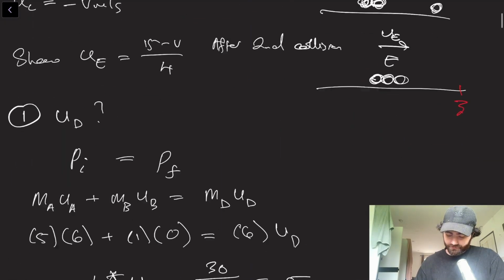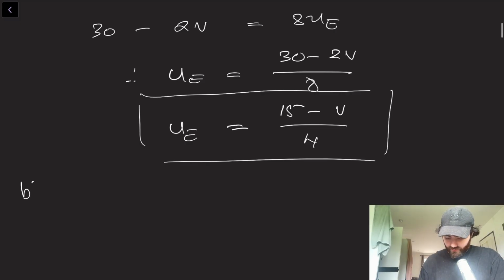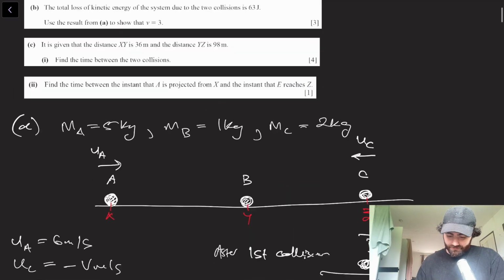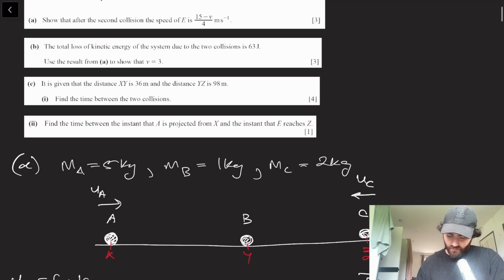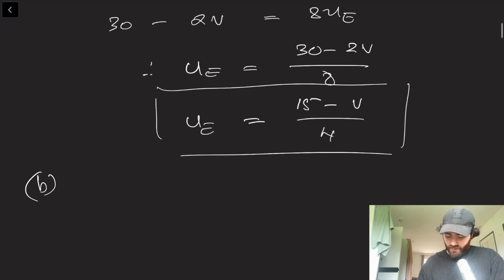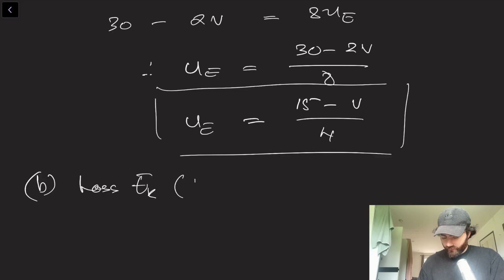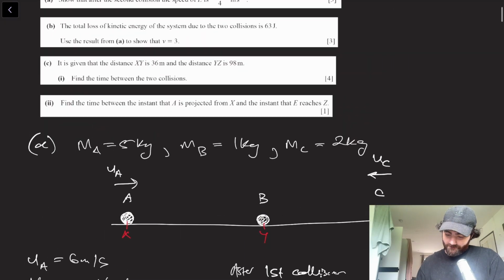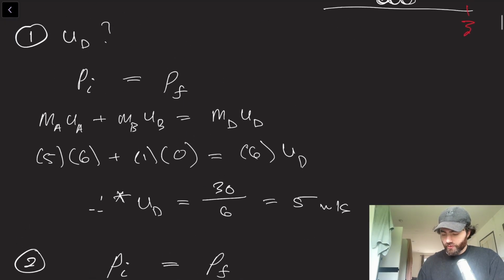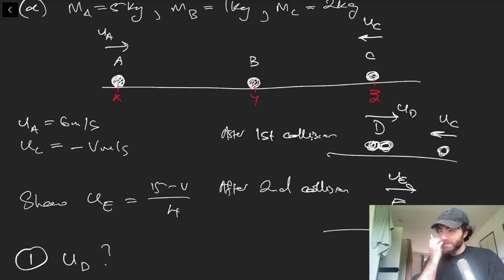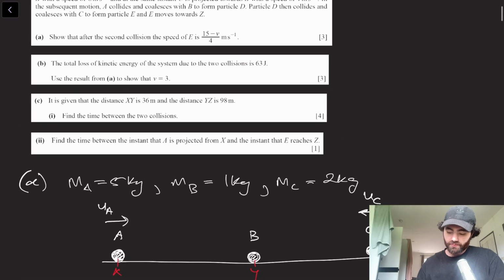Okay, part B. The total kinetic energy of the system due to the two collisions is 63. The total loss, so okay, the loss of kinetic energy from two collisions is equal to 63 joules. So throughout this motion, when they collide, they're losing energy, and the amount of energy they're losing is 63 joules.